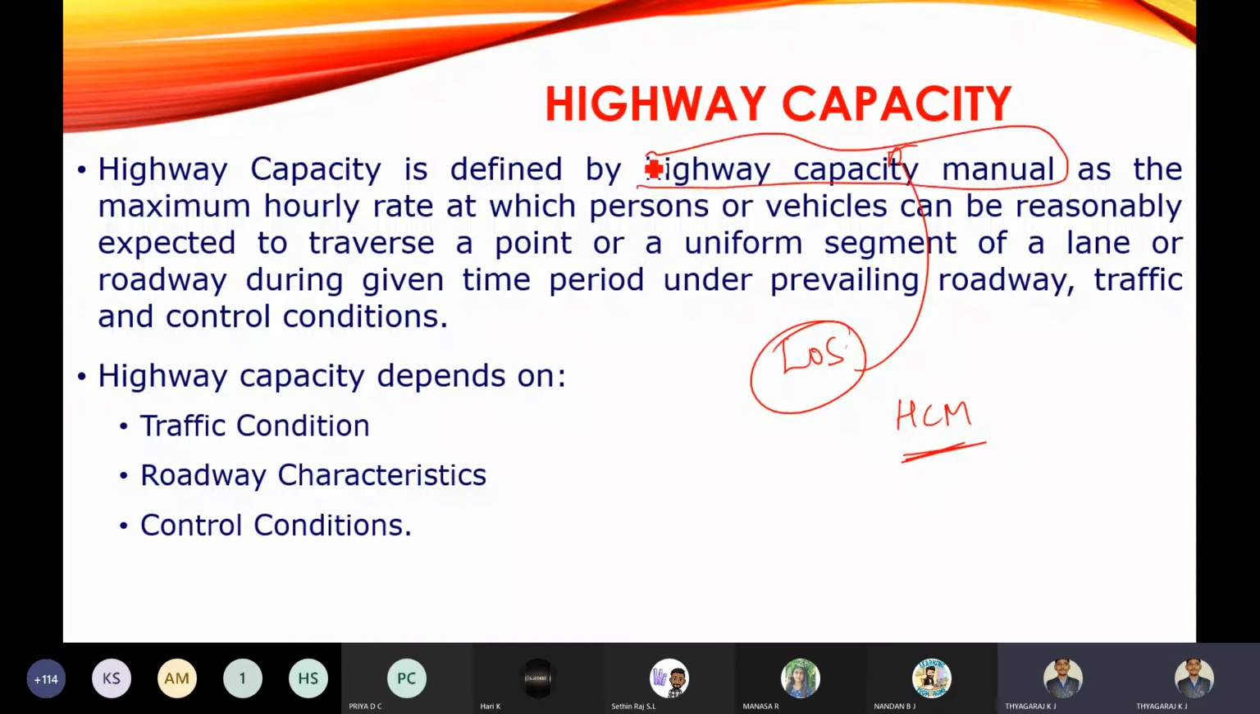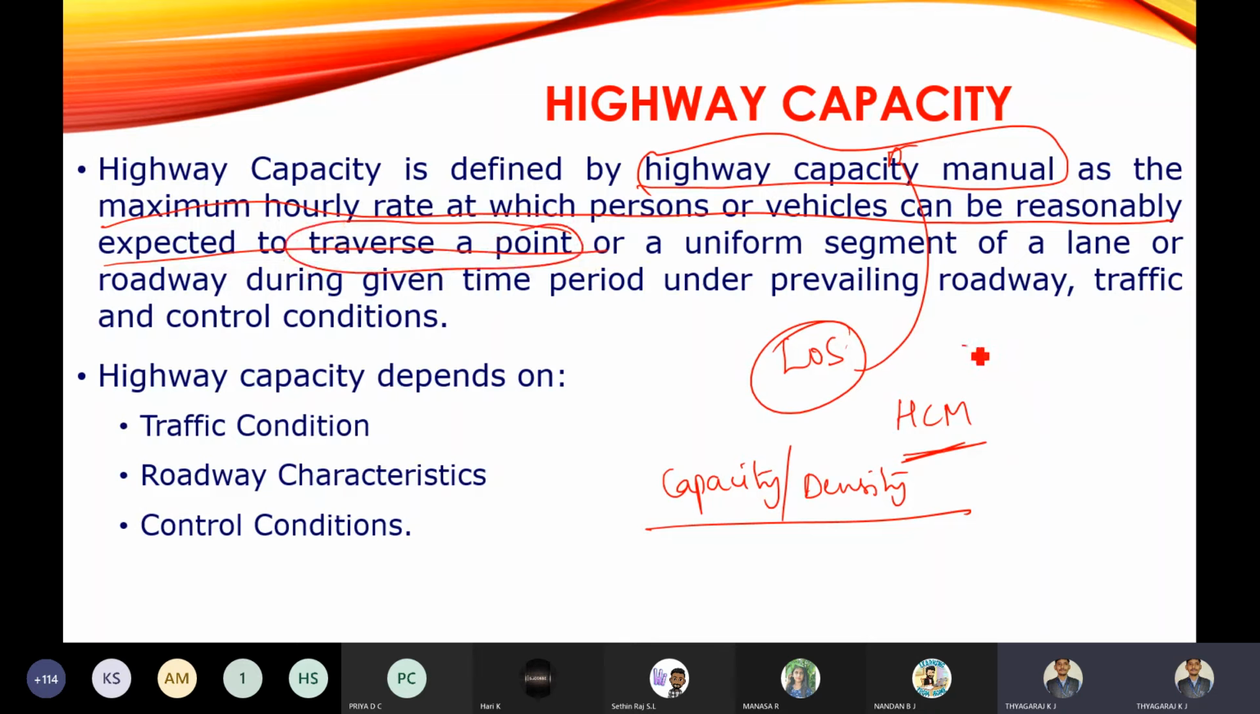As per that definition, highway capacity is the maximum hourly rate at which persons or vehicles can be reasonably expected to traverse a point. So capacity, as we know, can be called density. The definition of density is the number of vehicles per unit length of the road, and the same idea has been defined in a different manner here: an hourly rate at which persons or vehicles can be reasonably expected to traverse a point.